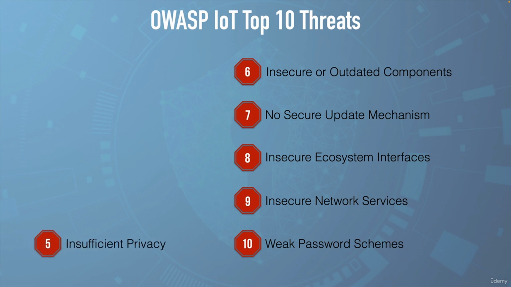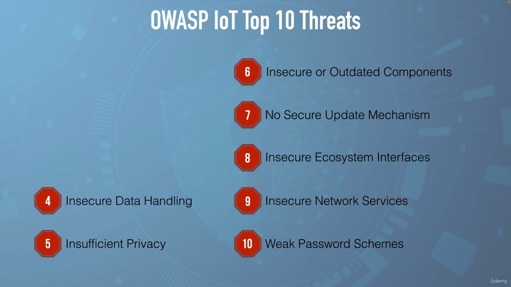Next, we have insufficient privacy protection. Users' personal information that's being stored on the device or maybe in the ecosystem, even in a cloud server, is often used insecurely and without permission. A lot of times this information is shared even without the end user's knowledge. This could be outlined in the end user licensing agreements, but many times those don't get read and users aren't aware of how their data is being shared.